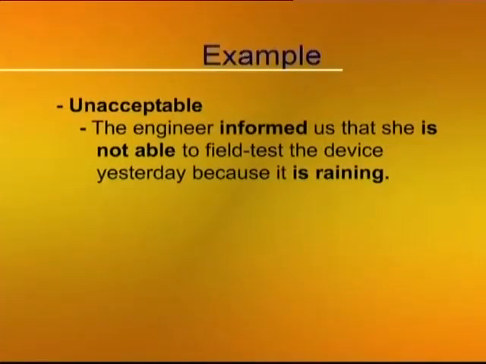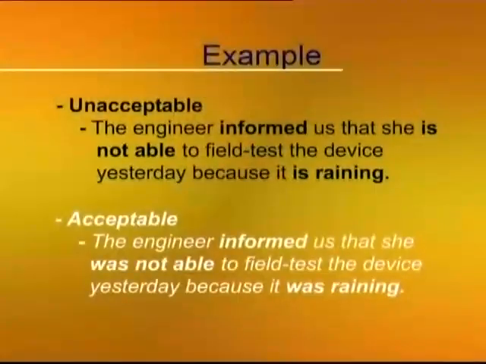It would be similarly unacceptable to say, the engineer informed us that she is not able to field test the device yesterday because it is raining. Here both the tenses used are in the present, but the sequence of events that is being talked about is in the past. So the tenses are not corresponding with the sequence of events. It would be more acceptable to say, the engineer informed us that she was not able to field test the device yesterday because it was raining.